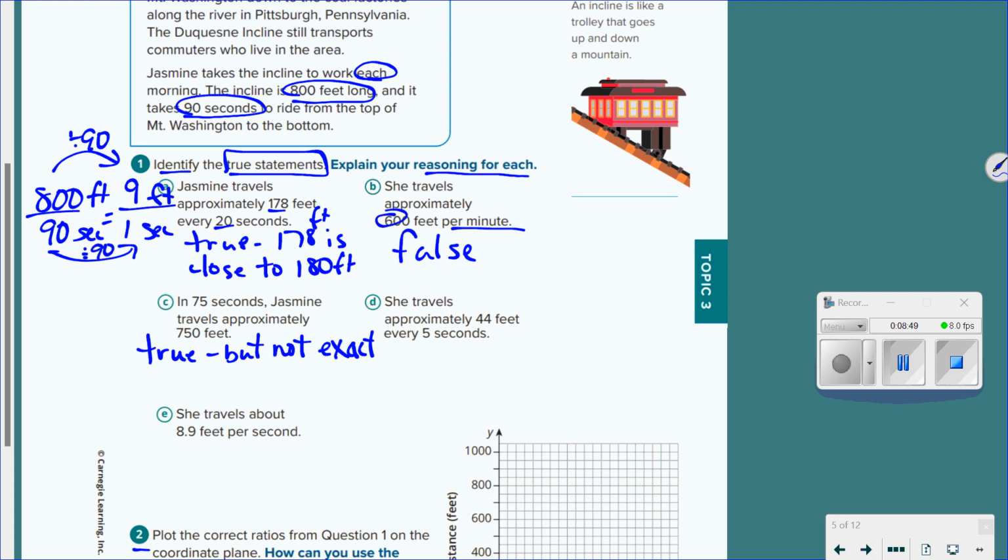Okay, she does about 44 feet every 5 seconds. So 1 times 5, so 9 times 5 is 45. Is that close to 44? That's actually really close because we know it's actually a little under 9, right? So it should have been a little under 45. So this one is true. It's the closest so far.